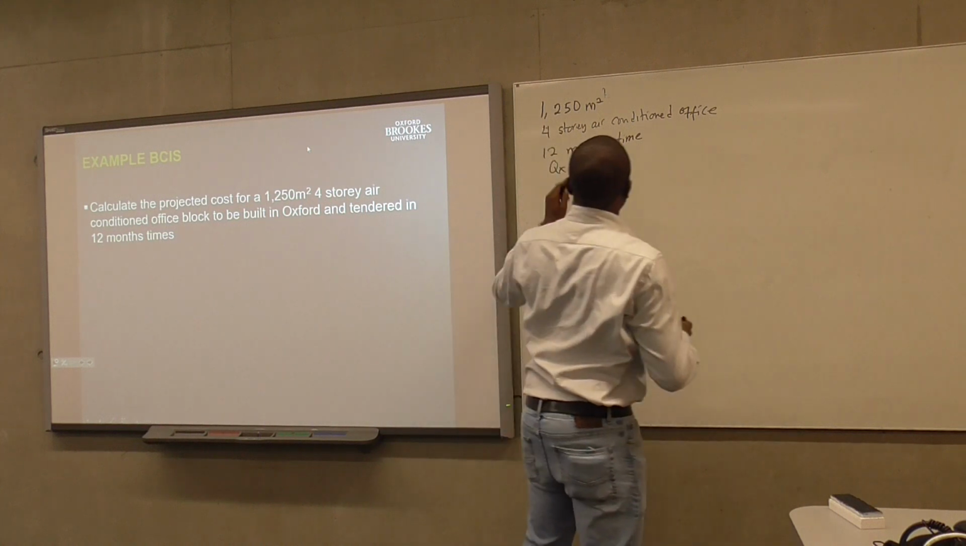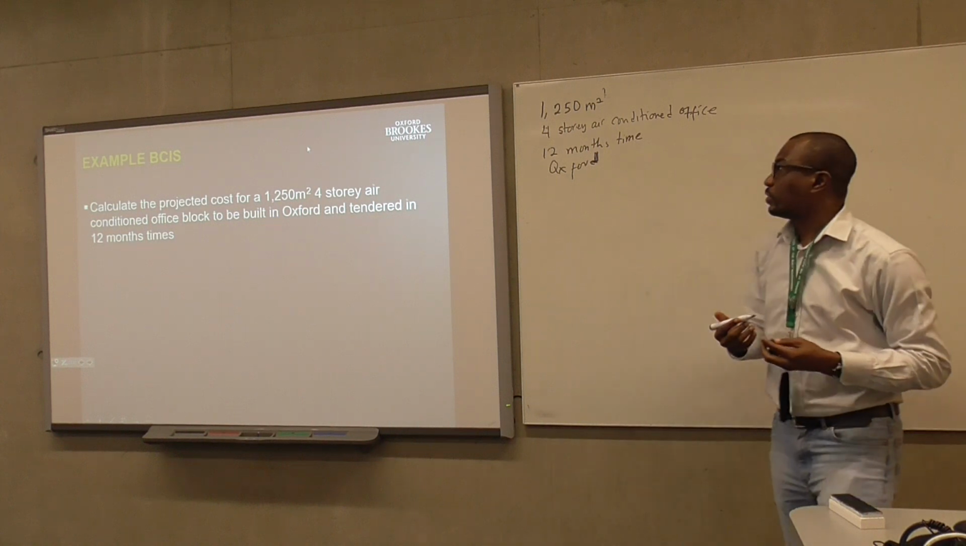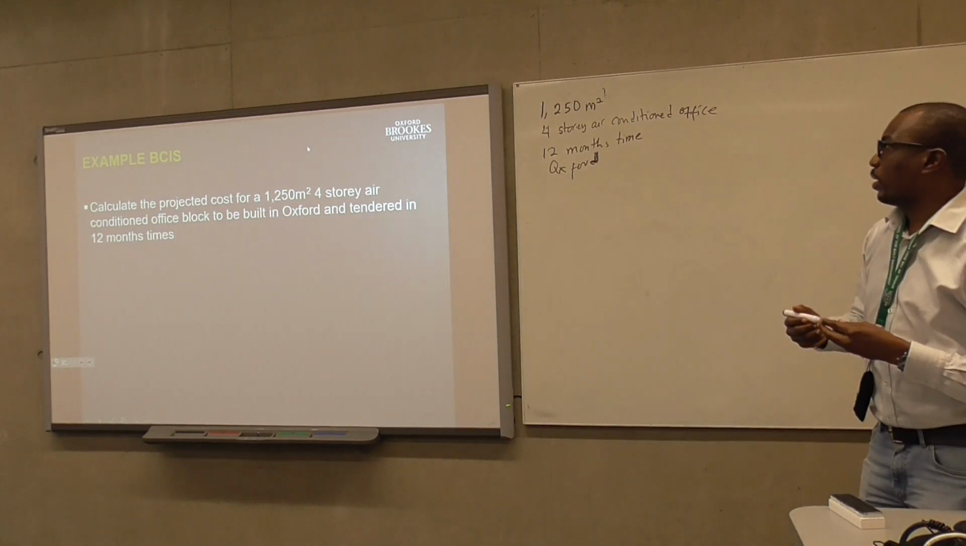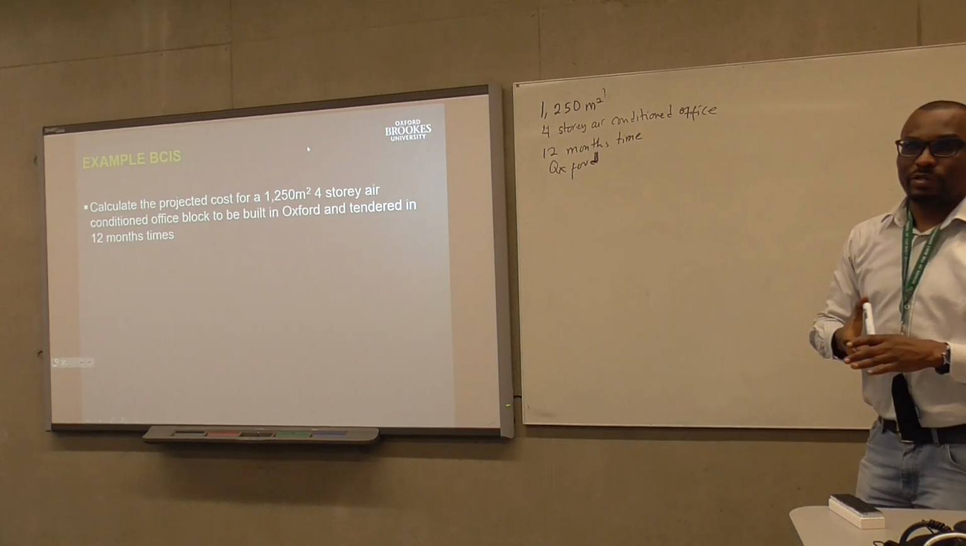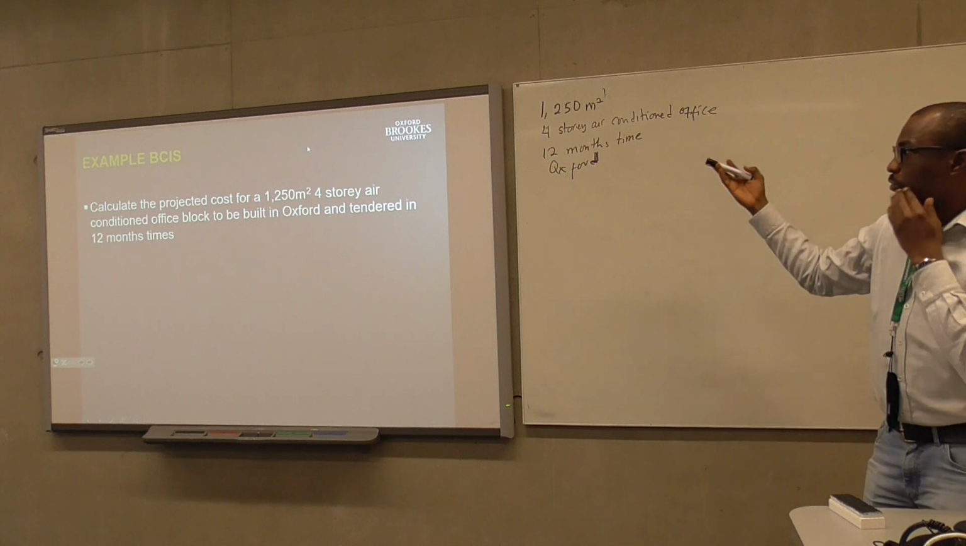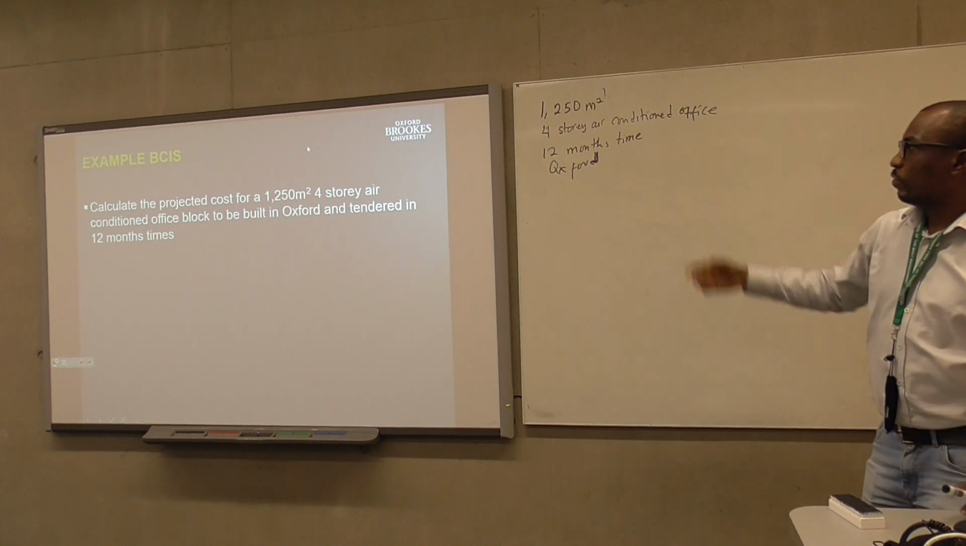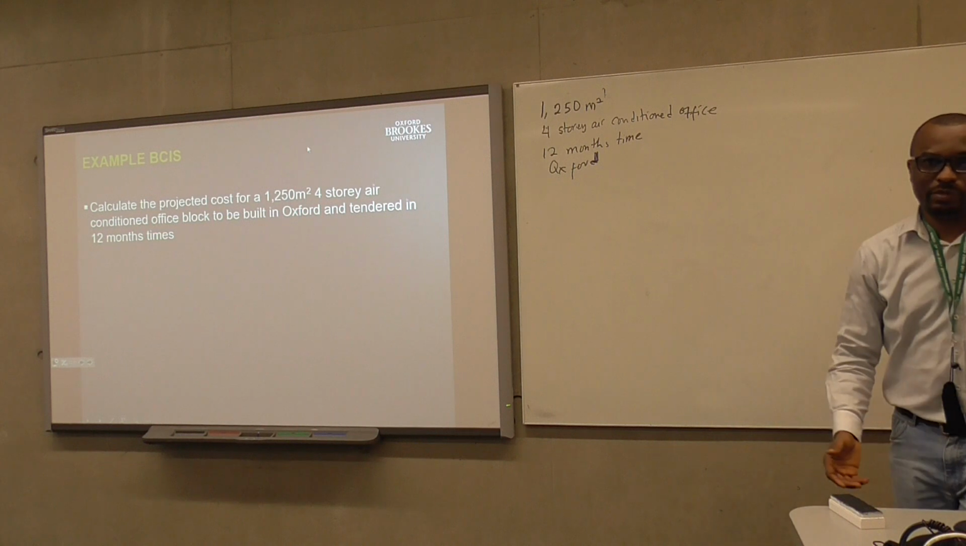So these are the key parameters. Our office space is 1,250 square meters. It's a 4-story air-conditioned office, and it should be tendered in 12 months' time in Oxford.